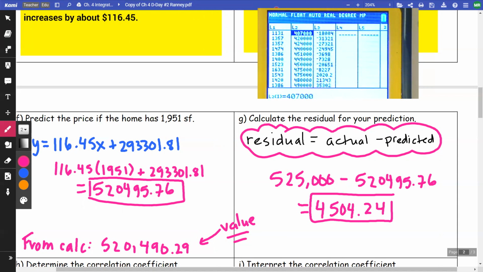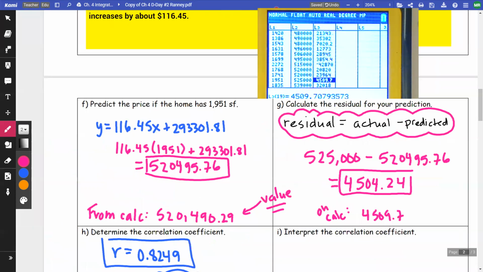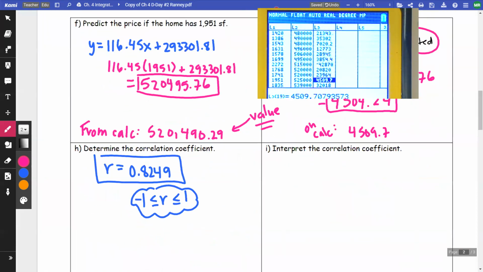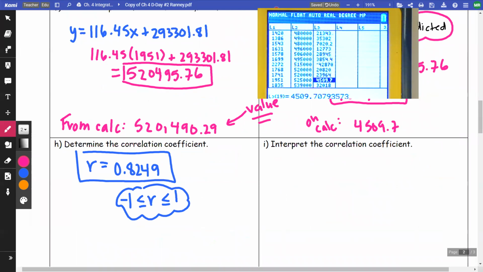So now if I wanted to see what it was for 1951, I can come here. And for 1951, this is again on the calculator, it's going to be 4509.7. So you see we're slightly off because, again, on the calculator it kept things more precise.